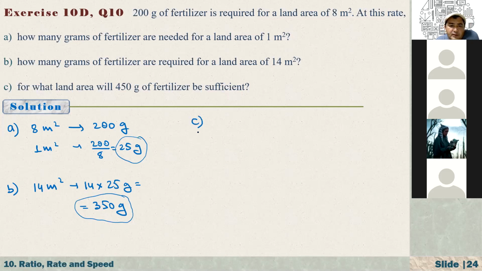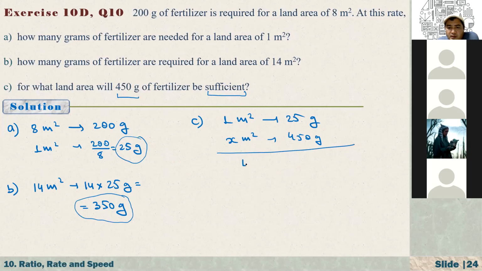And how about C? In C, for what land area will 450 grams of fertilizer be sufficient? Sufficient means enough, right? So since we know that for 1 square meter, we need 25 grams of fertilizer, how about if our land area is, we don't know, 450 grams will be enough for X square meters. Now again, from here, if you cross multiply, here we have 450. Now we don't have to write the units, and we can write this in the last step. Here we have 25 times X.